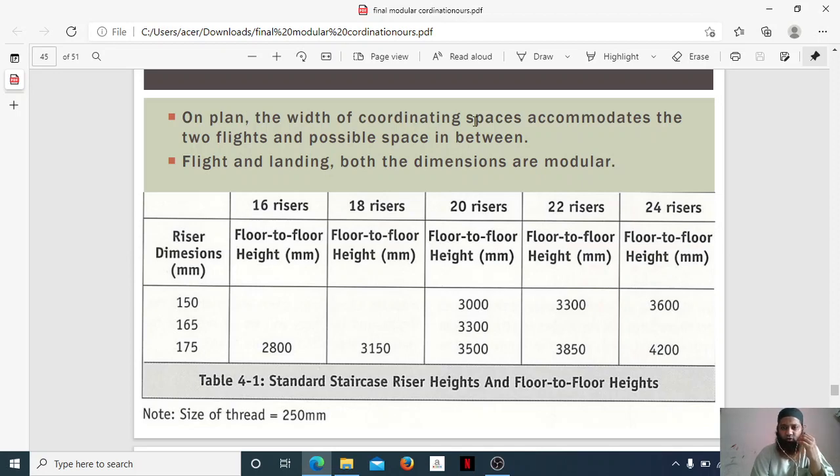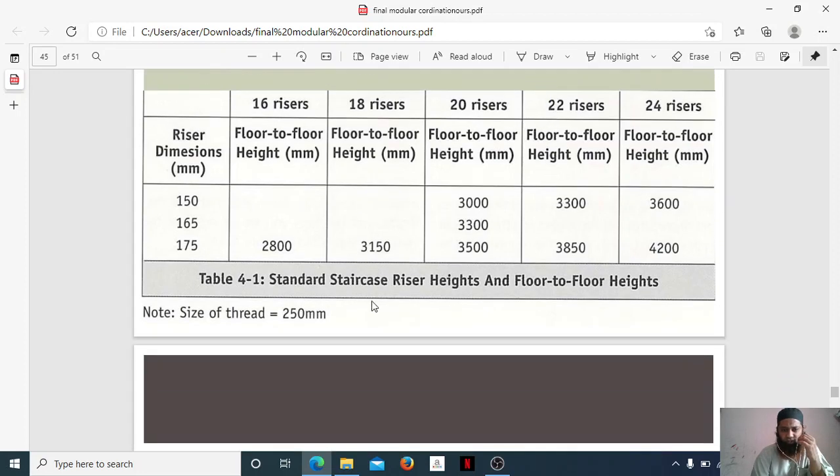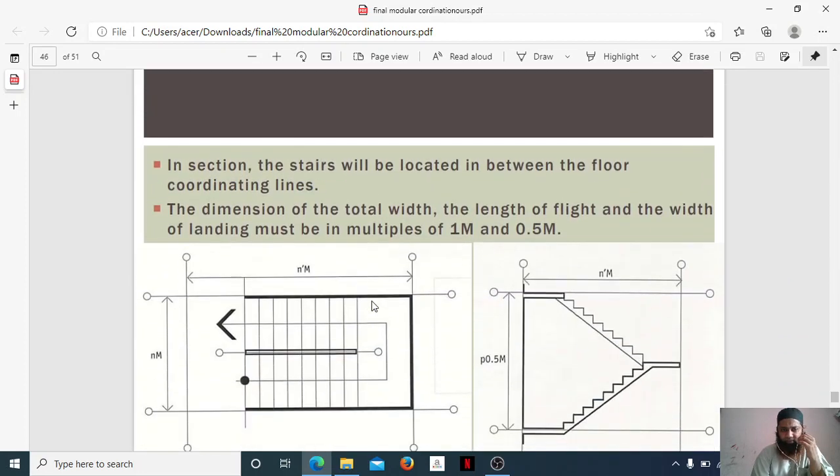On plan, the width of coordinating spaces accommodates the two flights and possible space in between. Flight and landing, both the dimensions are modular. You can see size of tread is also given, that is 250 mm here. You can see here in section, the stairs will be located in between the floor coordinating lines. This is how you place it here. The dimension of the total width, the length of the flight, and the width of landing must be in multiples of 1 m. Even the landing size is in multiples of 1 m and 0.5 m. You can see how properly everything has been marked, so you won't have any problem.